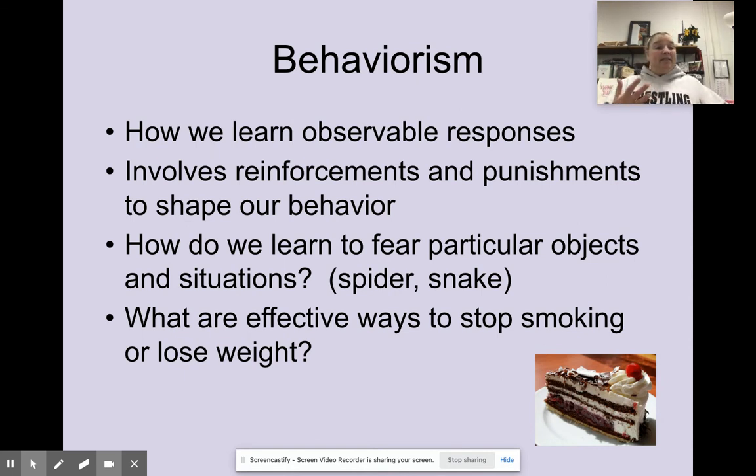What are some ways to stop smoking or losing weight? Hypnosis would be an example of that. That when we're stressed, for example, we don't eat. Maybe we try to alter that by exercising instead, or playing piano, or going for a walk. Okay, just some different examples.